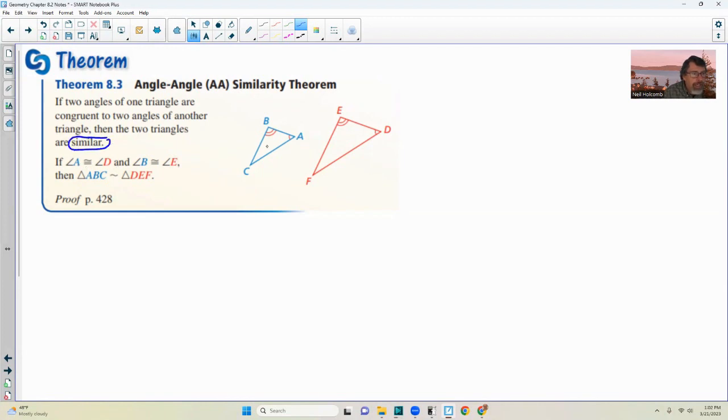If angle A, one arc, is congruent to angle D, one arc, and angle B, two arcs, is congruent to angle E, two arcs, then triangle ABC is similar to triangle DEF. There's a proof on page 428, but we're just going to go with the theorem for now. All right, so let's take a look.